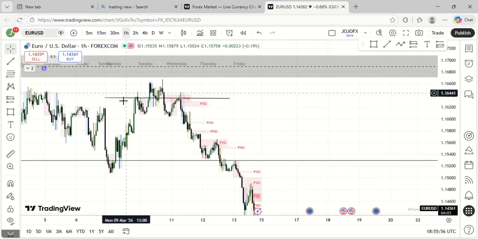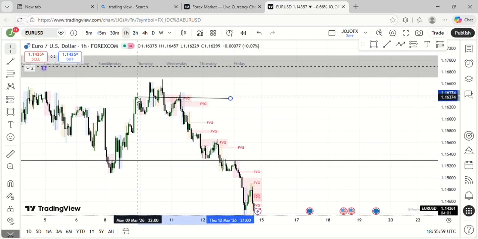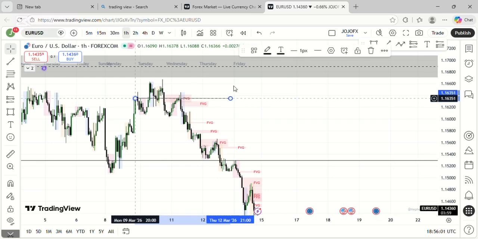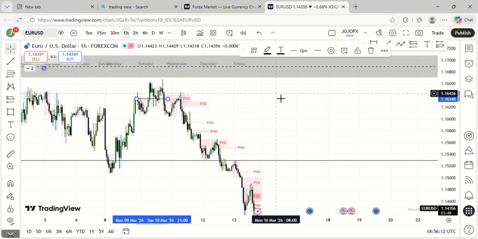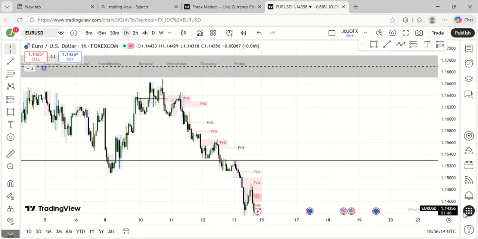So I saw an order block here. Let me reduce this. Okay. Battery is low. So I saw an order block here and I marked it out.